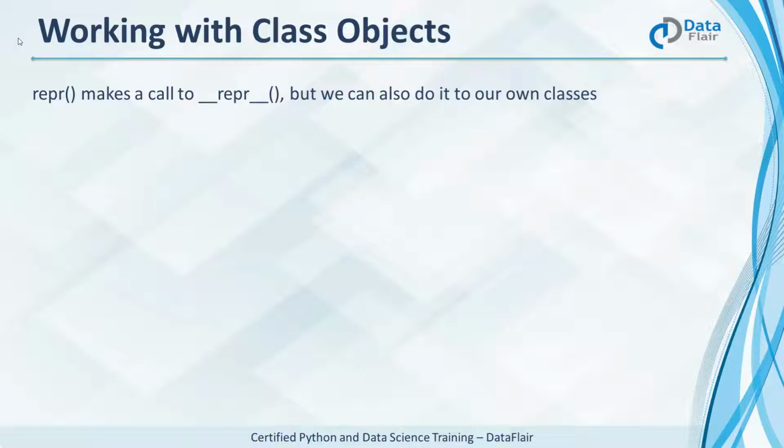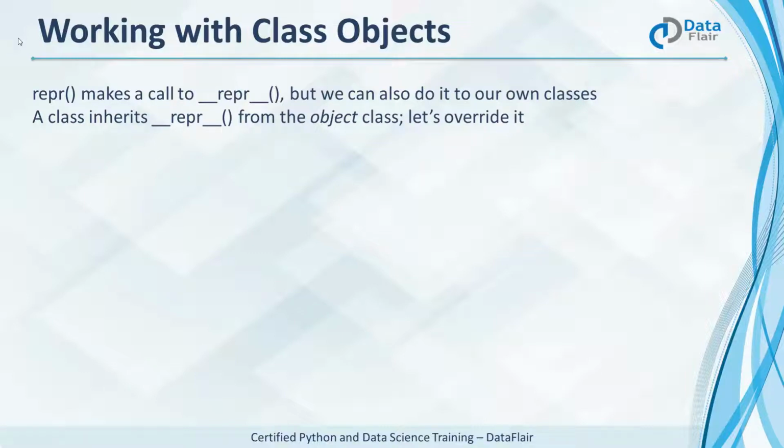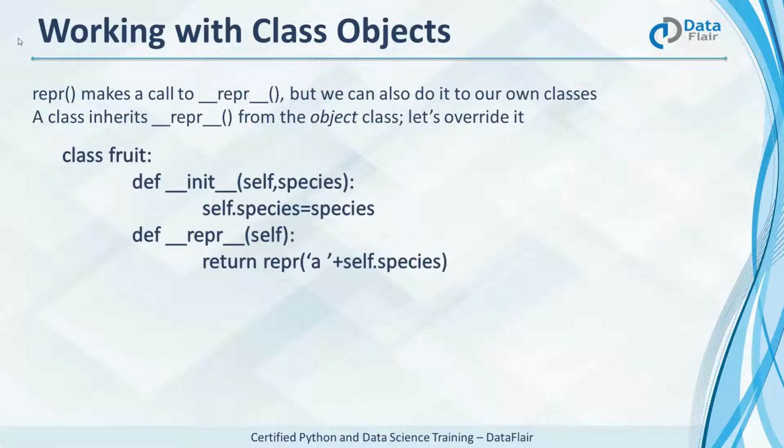We can simulate this in our own classes. Every class is a subclass of the object class. It inherits the Repr method from it. Let's override this. This is the class Fruit. In this, we use the Repr method to print the article a and a space before the value of species. Kiwi is an object of this class. Repr now listens to us and does as we say.